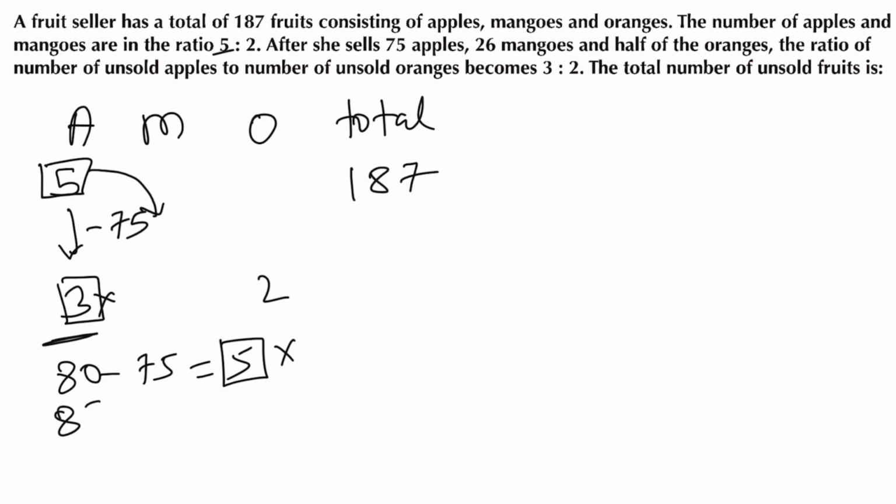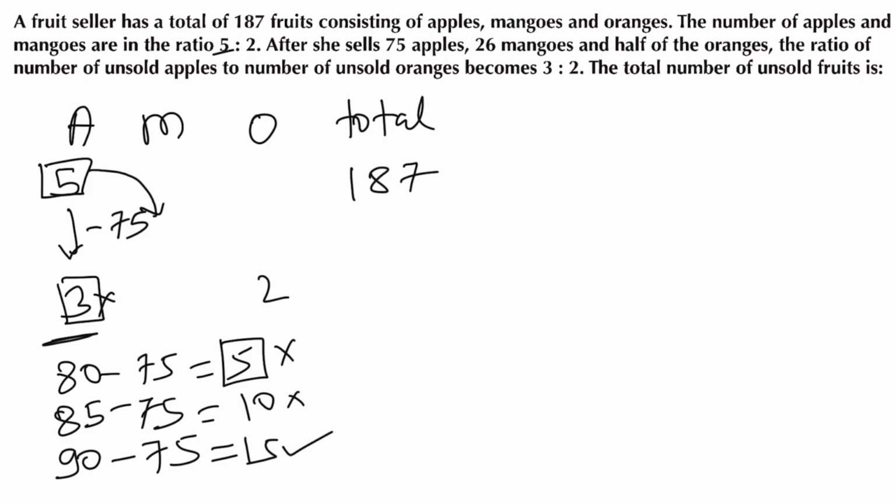Similarly, the initial number of apples cannot be 85 because 85 minus 75 is 10, which is again not a multiple of 3. Let's try by taking the next multiple of 5, that is 90. If I take the number of apples as 90, 90 minus 75 is 15. And 15 is a multiple of 3, so this may work. Okay, let's check it further.